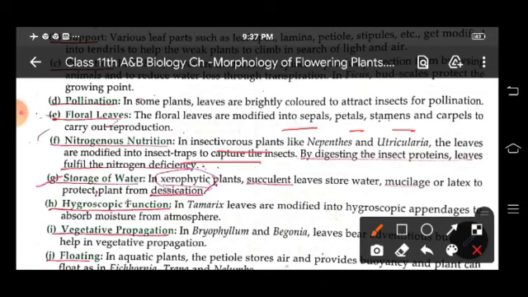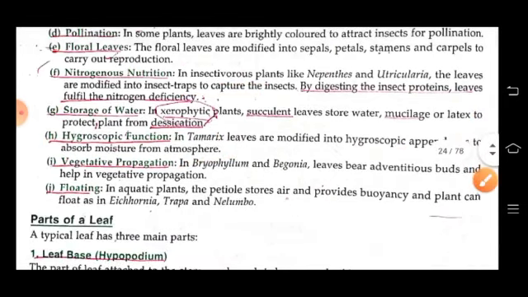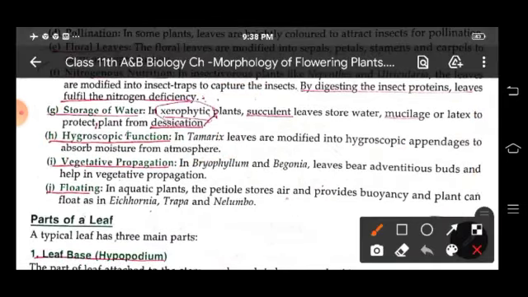They also do storage of water, like in xerophytic plants. Succulent leaves store water, mucilage or latex to protect the plant from desiccation. They also do a hygroscopic function, like sometimes they are modified into hygroscopic appendages to absorb moisture from the atmosphere. They also do vegetative propagation, like sometimes they bear adventitious buds and help in vegetative propagation. And they also do floating, like in aquatic plants, the petiole stores air and provides buoyancy, and the plant can float on the water.